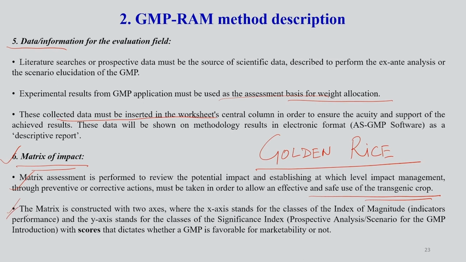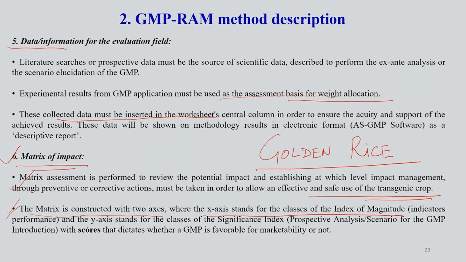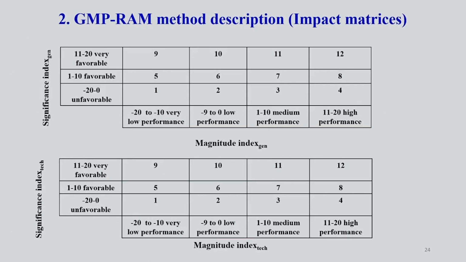The matrix is constructed with two axes, where the x axis stands for classes of the index of magnitude, two types of magnitude if you recall: magnitude index general impact index and magnitude index technological index. And the y axis stands for the classes of the significance index with different scores, which will dictate whether a GMP is favorable for marketability or not. So, that impact matrix test is very important to finally decide whether a GMP will be allowed for common people's use or not.